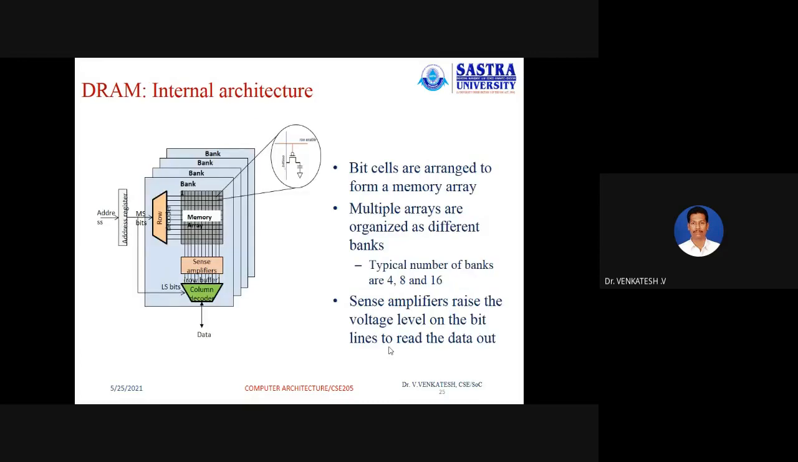So we have the DRAM internal structure. We have the address register, which is going to be connected to the row decoder. Similarly, we are going to have data that is going to be connected to the column decoder. So we have address as well as data; that is why I told you multiplexed address as well as data. The same single line can be used as address as well as data.